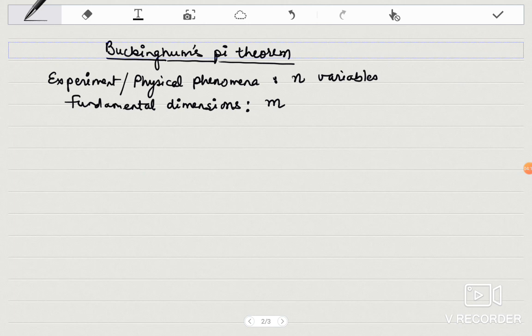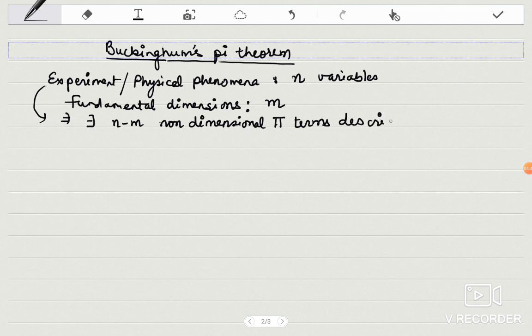Then Buckingham's pi theorem says that the variables involved in this physical phenomenon may be expressed in terms of pi terms. So this implies there exist n minus m non-dimensional pi terms describing this phenomenon.